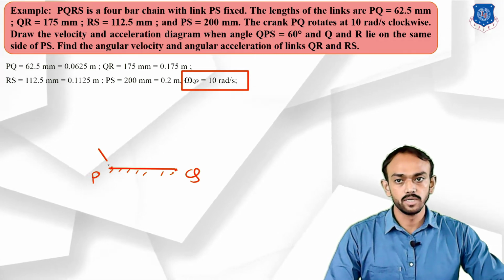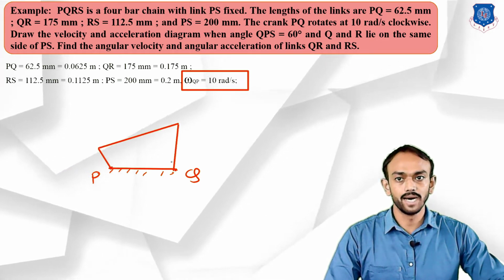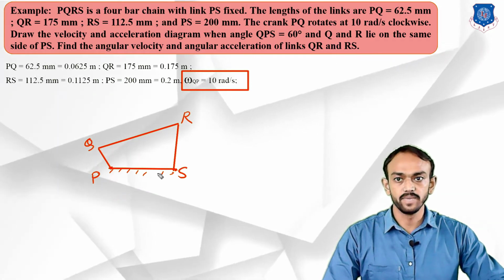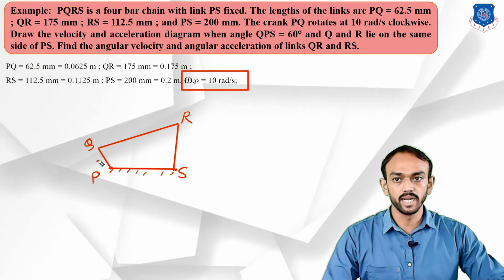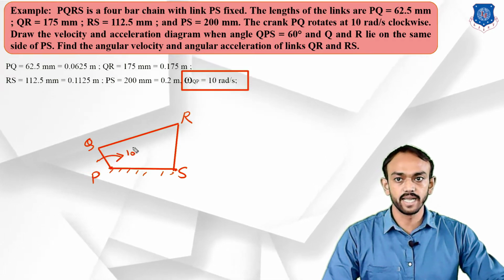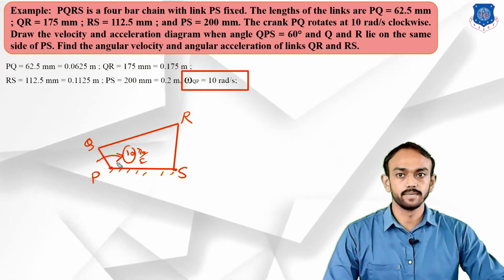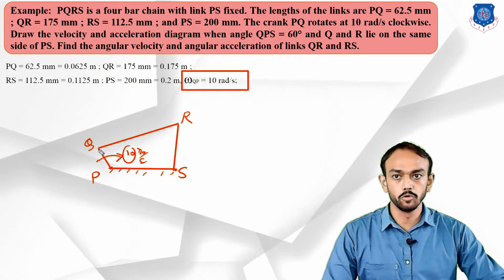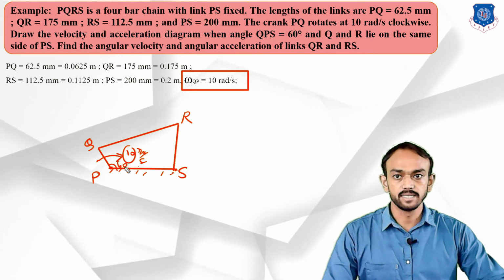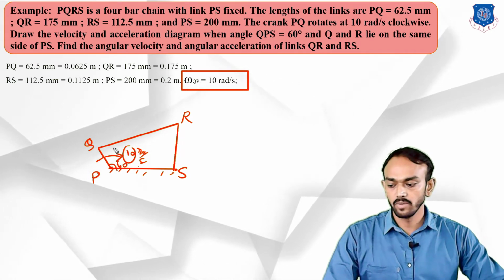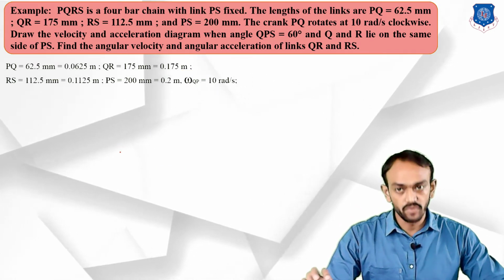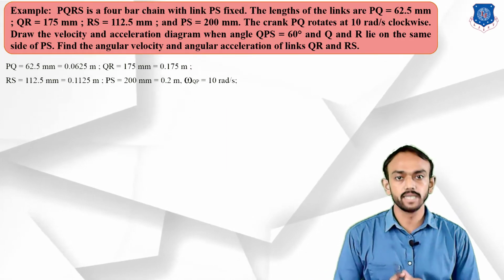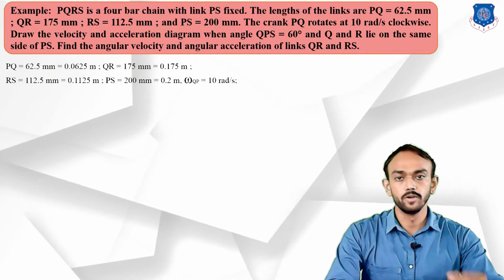This type of 4-bar PQRS is given, PS is fixed and PQ is rotating in a clockwise direction at 10 radian per second. The other data is that angle QPS is 60 degrees. So first of all we have to draw the configuration diagram, whatever the dimensions, assembly and orientation are given. That we draw first.